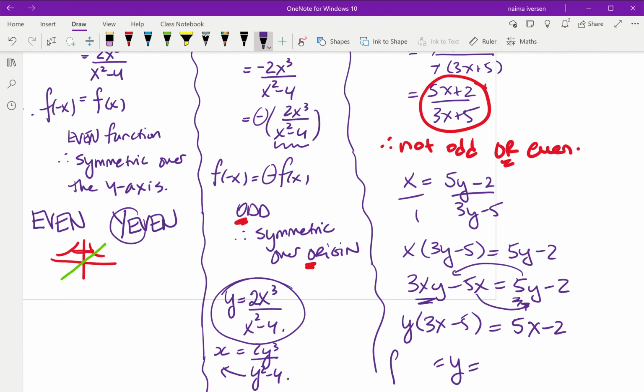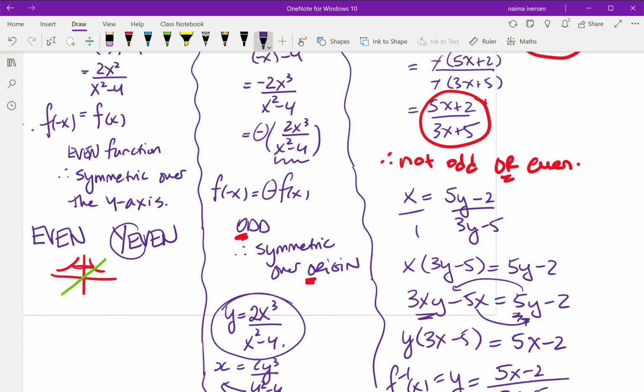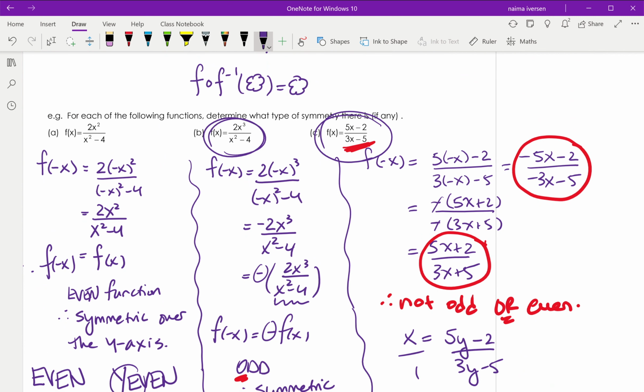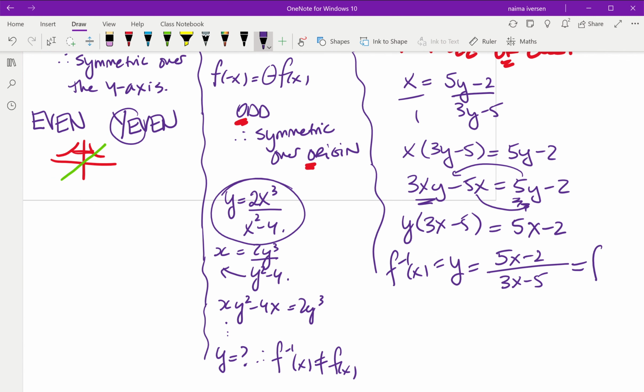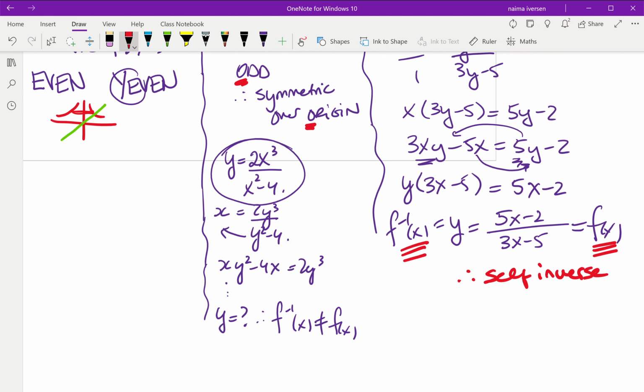Divide by 3x minus 5, remember this is my inverse function right here, and I'm going to get 5x minus 2 divided by 3x minus 5, which is the same as my original function. So that is equal to f of x. So what we have shown is that f inverse of x is the same as f of x. What we get here is a self-inverse when the original function is the same as the inverse function, and that means that this graph would be symmetric over the line y equals x.